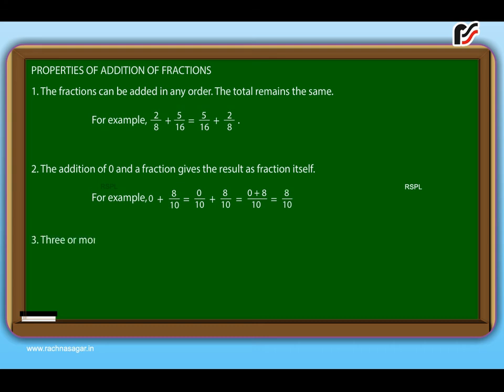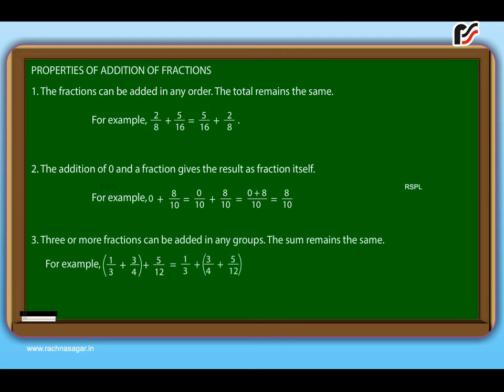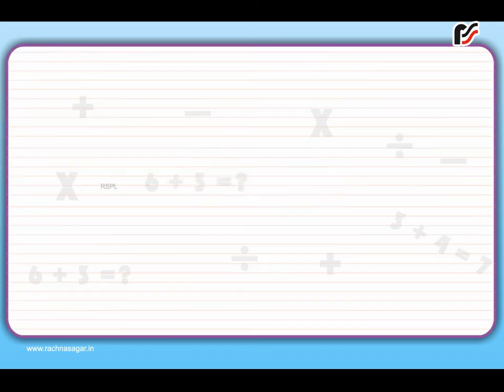3 or more fractions can be added in any groups. The sum remains the same. For example, 1 by 3 plus 3 by 4 plus 5 by 12 is equal to 1 by 3 plus, 3 by 4 plus 5 by 12.